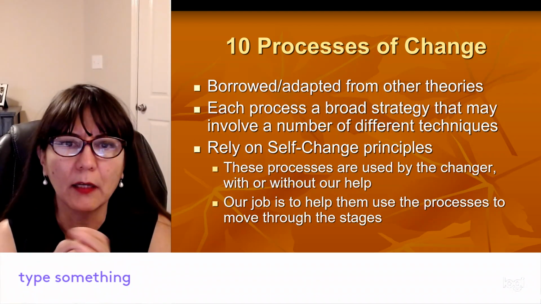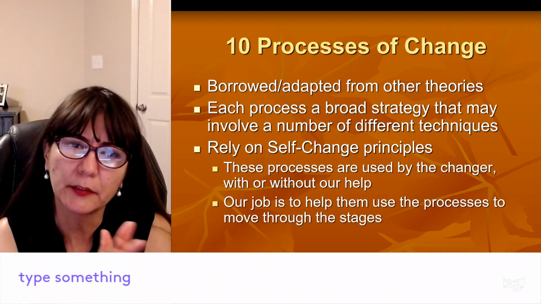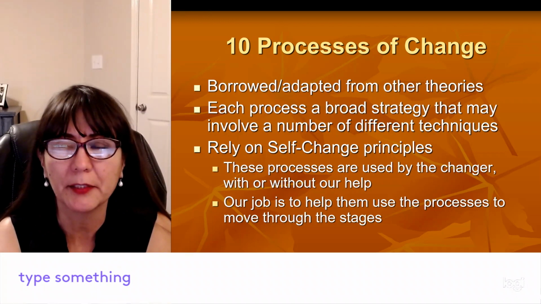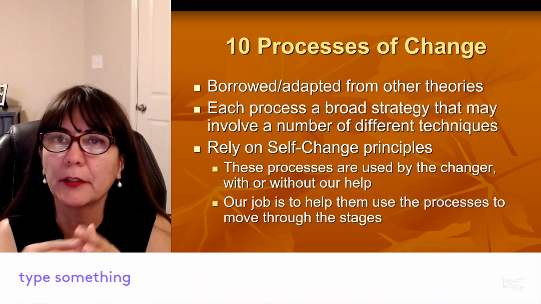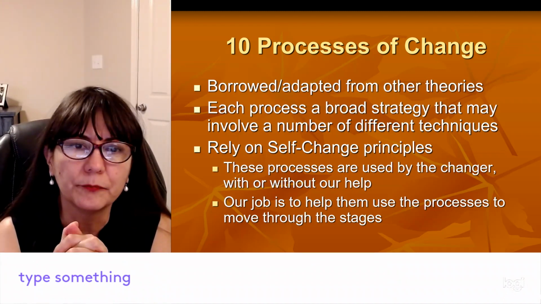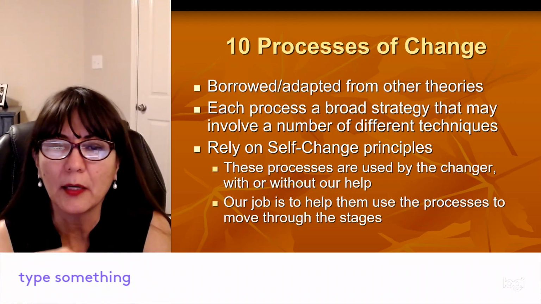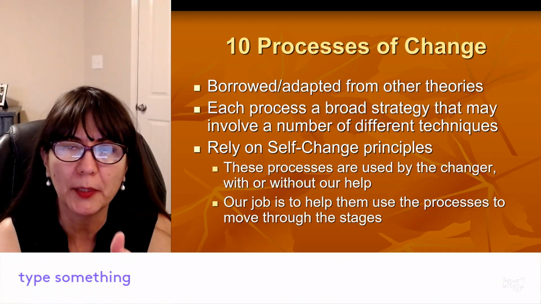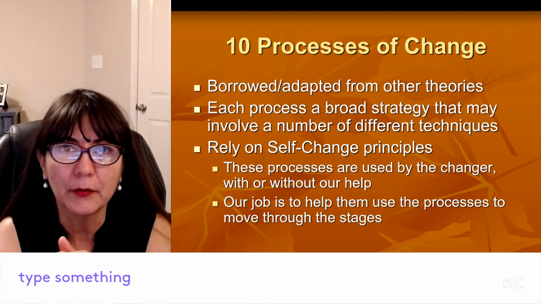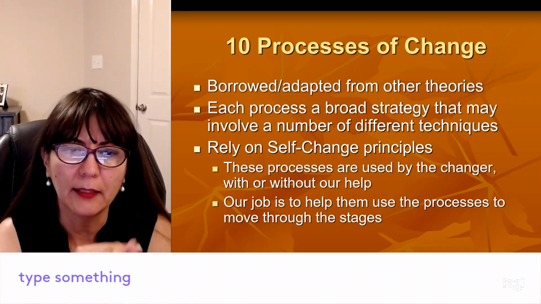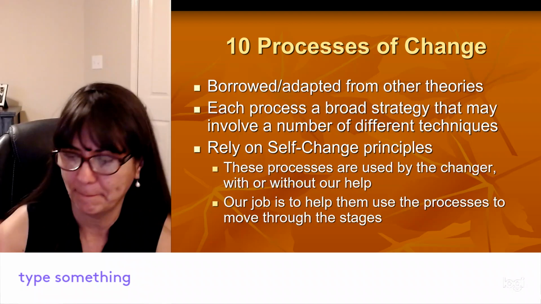So your textbook talked about 10 processes of change. These processes of change are borrowed or adapted from other theories. Each has a broad strategy that may involve a number of different techniques. The processes of change rely on self-change principles. So these are processes that are used by the changer, the person who's going to commit the behavior change, with or without the help of somebody else. And our job is to help them use the processes to move through the stages. Okay?